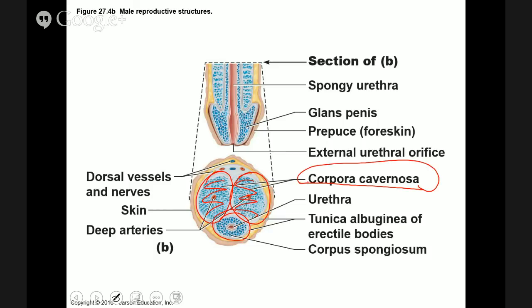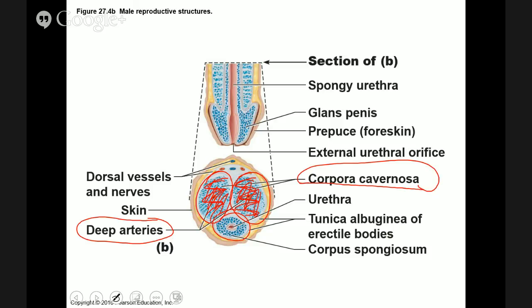And within the corpora cavernosa, you see some deep arteries, and these deep arteries bring blood into the region. During sexual stimulation, the deep arteries will fill with blood. They'll engorge this area here, the corpora cavernosa, with blood, allowing the penis to assume an erect position or erect configuration, whatever you want to call it.